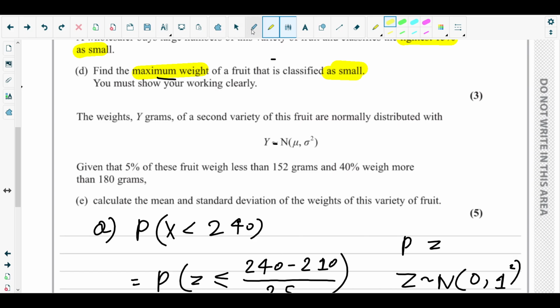So what we need to find out here, before finding out, they have said something in the part before part E. This is given that 5% of these weigh less than 152 grams. 5% of the fruits, that is the variety of fruit Y, the second variety of fruit, it weighs less than 152 grams, and 40% weigh more than 180 grams.